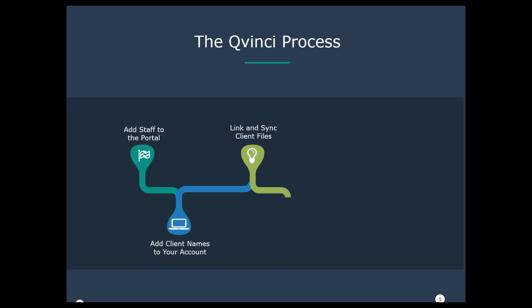You log into Qvinci. Once the client name is defined and we know who it is, you simply click on the client name, say we're syncing to QuickBooks Online, here are my QuickBooks Online credentials, I authorize, and you're off and running.